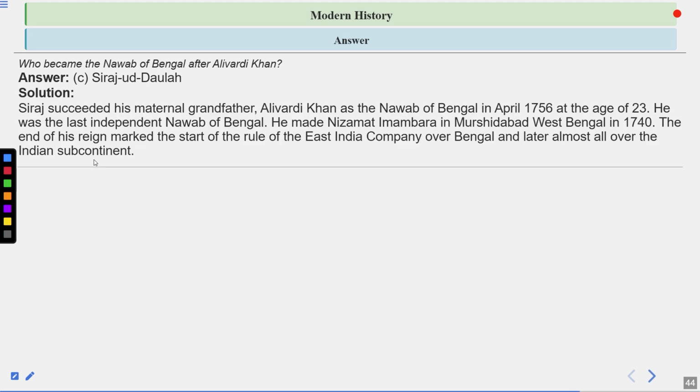Siraj succeeded his maternal grandfather, Alivardi Khan, as the Nawab of Bengal in April 1756 at the age of 23. He was the last independent Nawab of Bengal. He made Nizamat Imambada in Murshidabad, West Bengal in 1740. The end of his reign marked the start of the rule of the East India Company over Bengal and later almost all over the Indian subcontinent. So that was the beginning of the expansion of British rule.